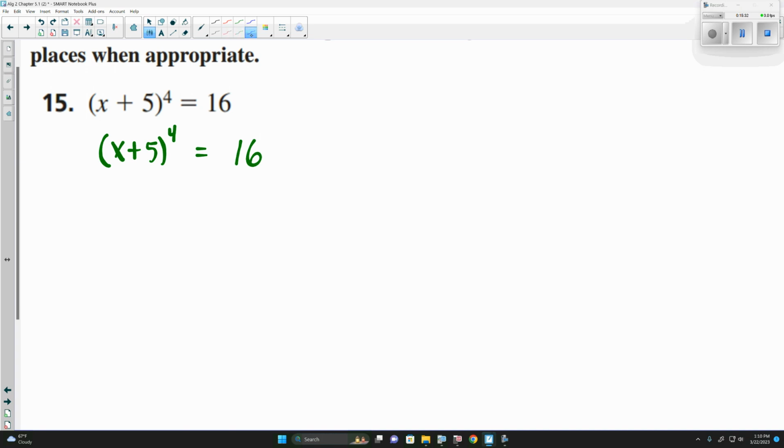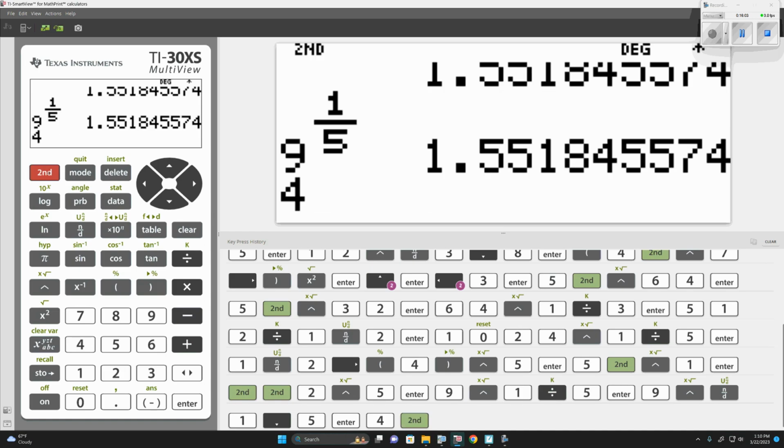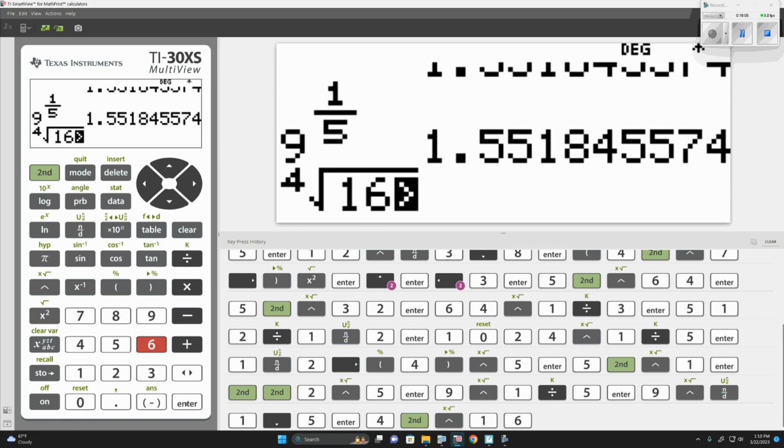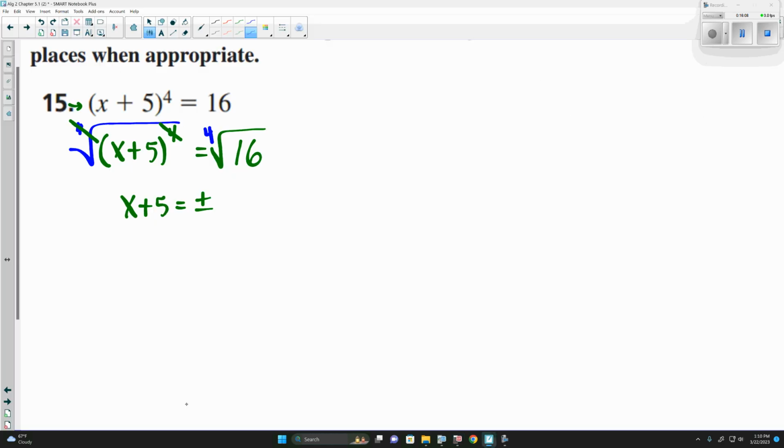Is our set of parentheses by itself? No. Well, yes, because we don't have anything added to it or multiplied in front of it, so we can go on and take the fourth root of both sides. Minus x plus 5 is equal to plus or minus, because again, whenever we take an even root, we have to add the plus or minus. Now we need to take the fourth root of 16. Can we take the fourth root of 16? Two.